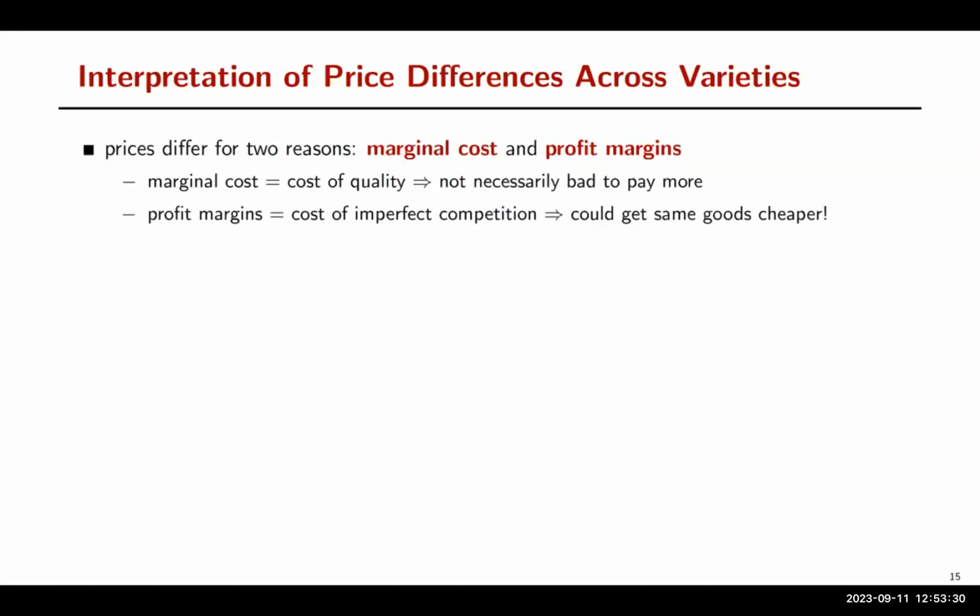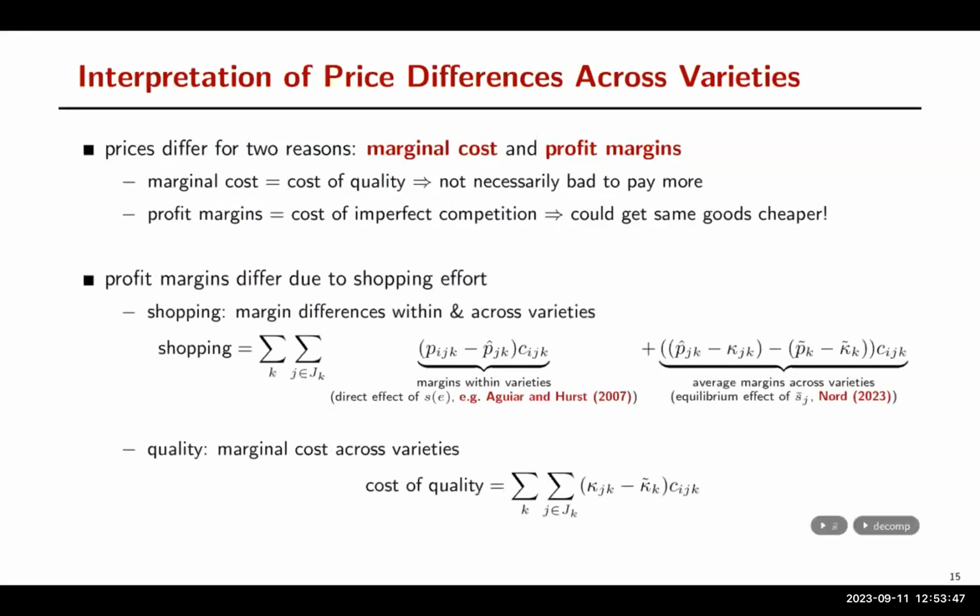Differences in profit margins are just the cost of imperfect competition to households, right? You could, from an aggregate resource constraint perspective, get the same higher quality apple cheaper, but you can't because the retailer is able to extract the profit margin from you. In this economy, there are two reasons for profit margins. There are two types of differences in profit margins across households, and both of these are determined by differences in shopping effort.